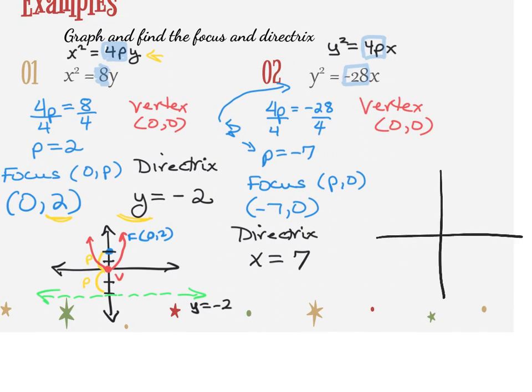Y-axis, x-axis, vertex, focus point, negative 7 comma 0. The red is the vertex. My directrix line is x equals 7. So I could come way over here and say this is x equals 7 in black so it shows up. That's your directrix. And then remember your parabola surrounds the focus.